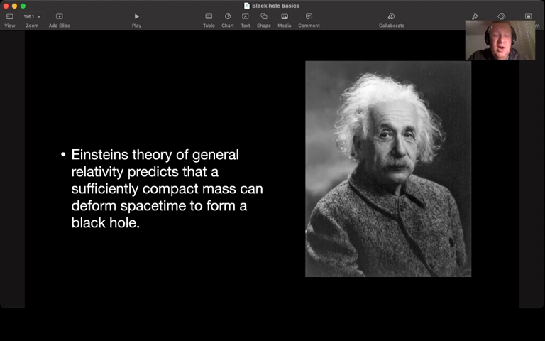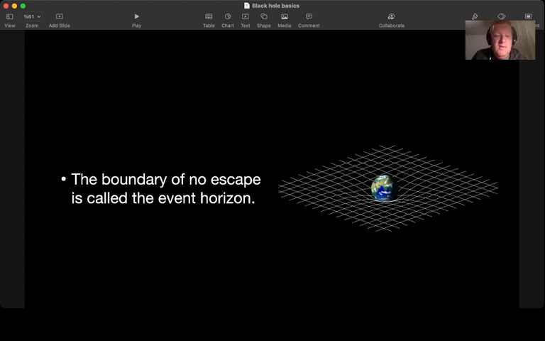Einstein's theory of general relativity predicts that a sufficiently compact mass can deform spacetime to form a black hole. The boundary of no escape is called the event horizon.